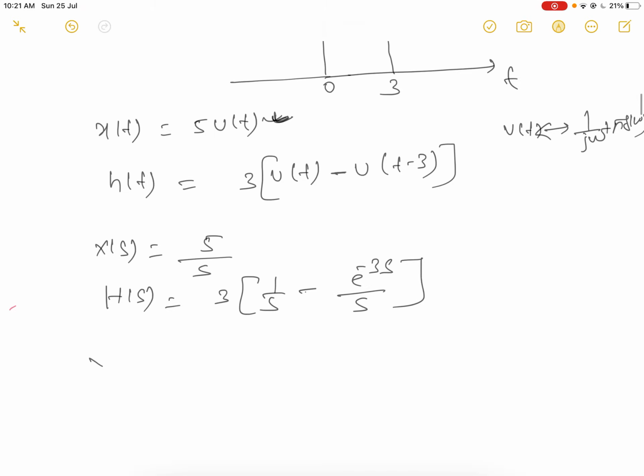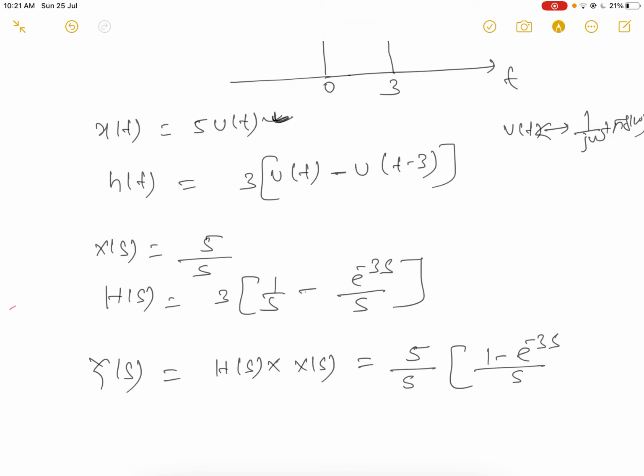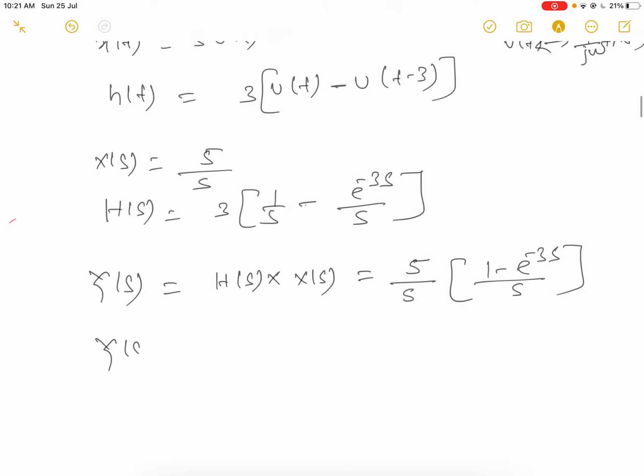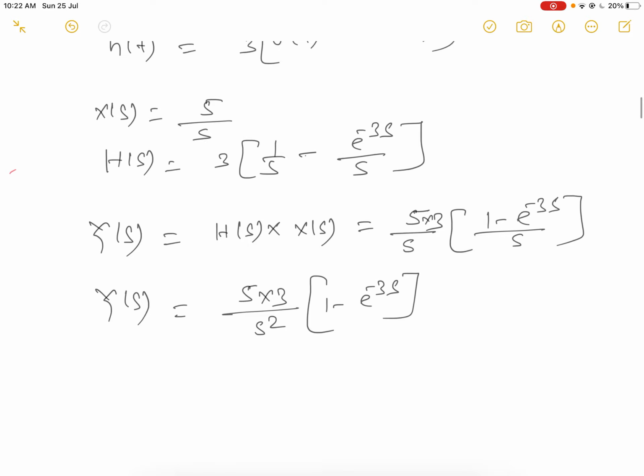And Y(s) will be H(s) multiplied by X(s). So what will happen? We will get 5 by s times 3(1 minus e to the power minus 3s) upon s. So Y(s) will be 15 times (1 minus e to the power minus 3s) upon s squared. Now we have to find the steady state response.